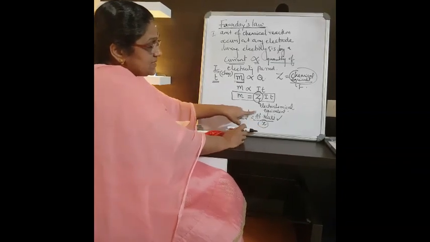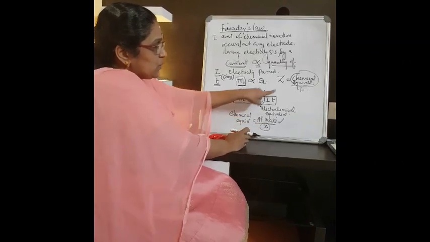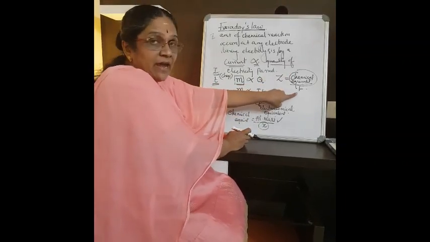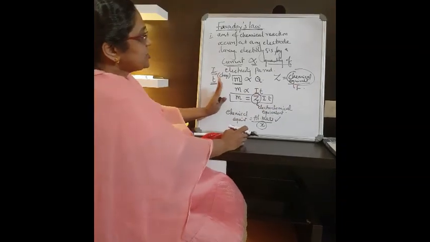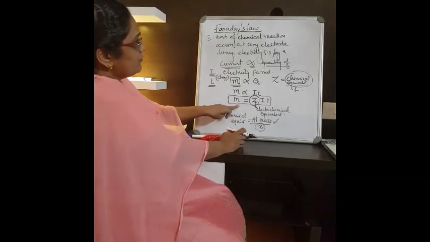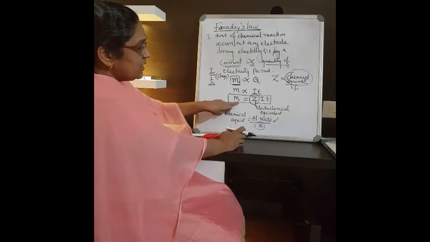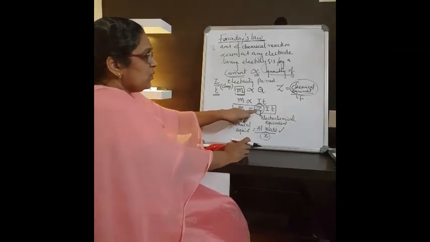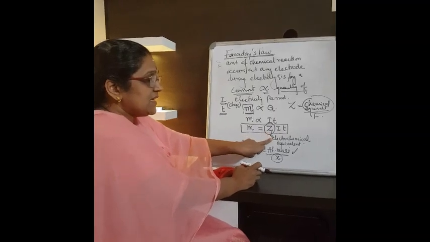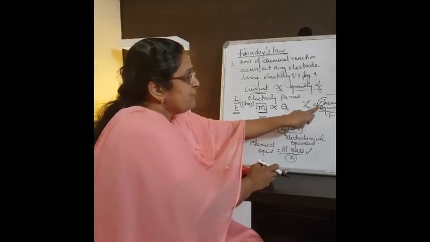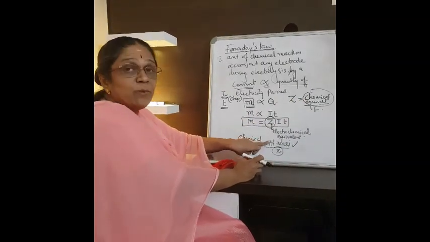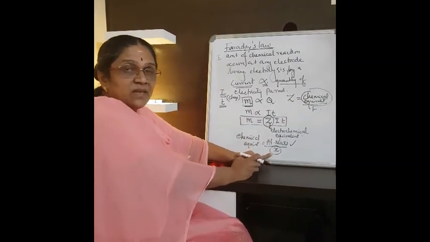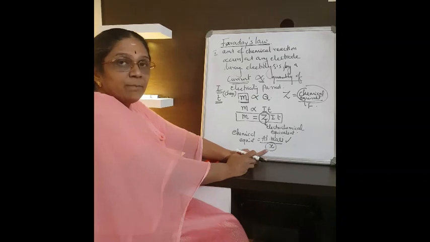So, chemical equivalent is atomic mass by X. Okay. So, Z is equal to chemical equivalent by F. F is what? F is Faraday. Okay. So, this is the equation for finding out the amount of chemical reaction that occurs, or the mass of the ions deposited is equal to ZIT, where Z is the electrochemical equivalent, which can be found by the chemical equivalent by Faraday, whereas the chemical equivalent is equal to atomic mass by X. The X, being an oxidation reduction reaction, depends on the number of electrons.